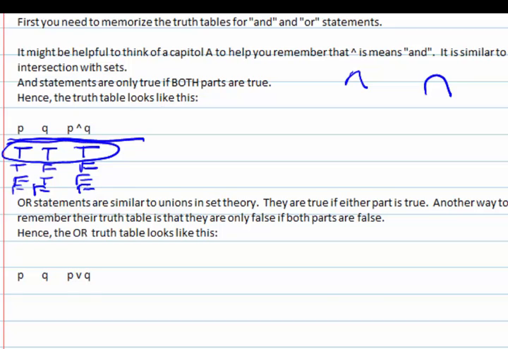And that might be easier to remember than doing the truth table. And the truth table comes from all the possibilities. If you've got two statements, then there are four things that can happen. Both are true, both are false, the first one's true and the second one's false, or the second one is true and the first one is false.